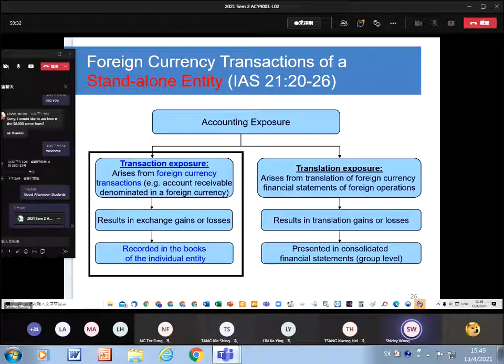So we are talking about the transaction exposure. Transaction exposure arises from the foreign currency transaction. Because you have a foreign currency transaction, it gives rise to transaction exposure. It will affect the individual financial statement. So now we are looking at the individual financial statement first. Transaction exposure arises from foreign currency transactions, and then it will affect the individual book.